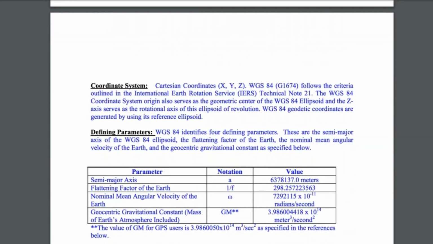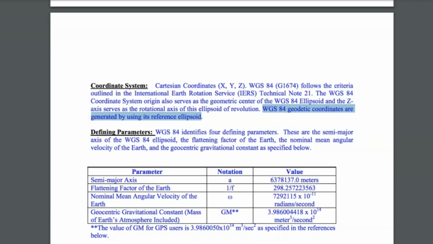The coordinate system, let's see. Geometric center. Generated by using, okay, here's where it gets interesting. So the WGS 84 geodetic coordinates are generated. So generated, right? They're not actually anything, but they're generated by using its reference. This is a reference, fictional reference, ellipsoid.